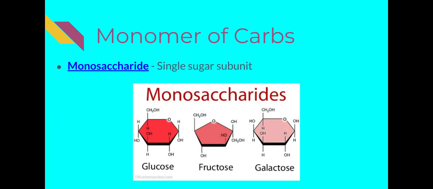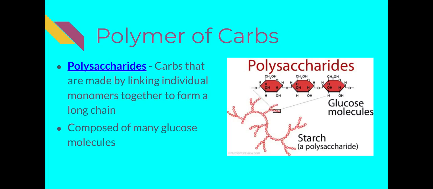So the monomer of carbohydrates, again, is a monosaccharide, and a monosaccharide is a single sugar subunit. 3 examples of monosaccharides include glucose, fructose, and galactose. Polymer of carbs is a polysaccharide. Again, carbs that are made by linking individual monomers together to form a large chain. Polysaccharides are composed of many glucose molecules strung together.